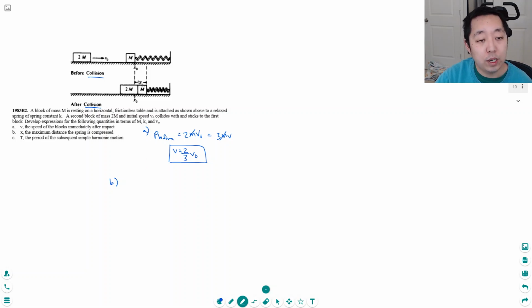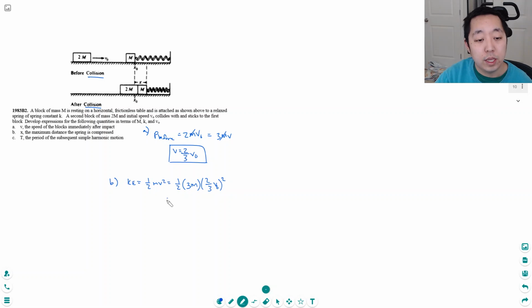So when you're doing harmonic motion with the spring, whatever energy this thing starts out with gets converted into the potential energy of the spring. So I need to compute its kinetic energy. Its kinetic energy is 1/2 mv squared. The mass in this case is 3m because that's everything moving together. And the velocity they're moving at, we solved in part A, is 2/3 v naught, squared.